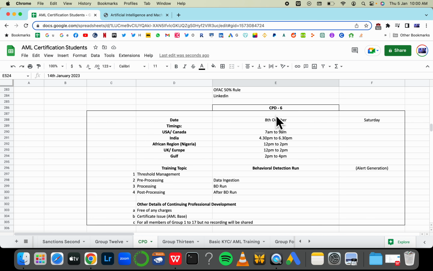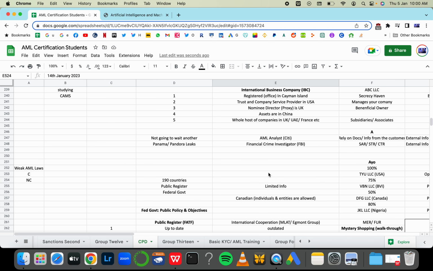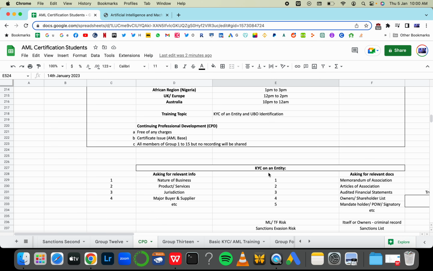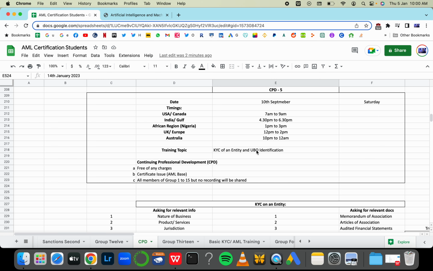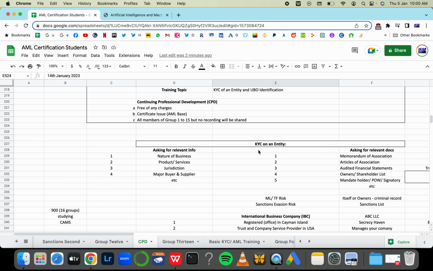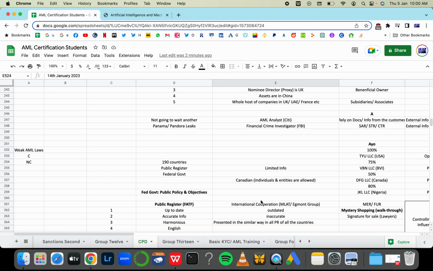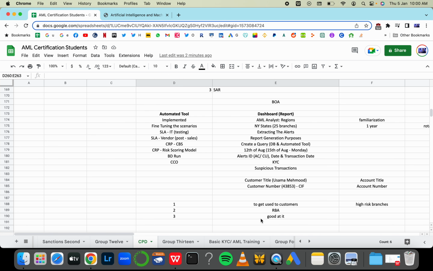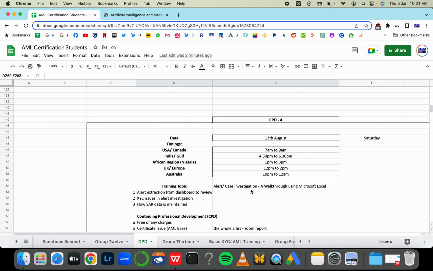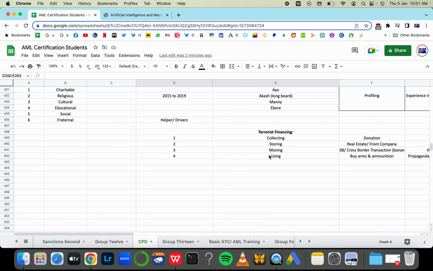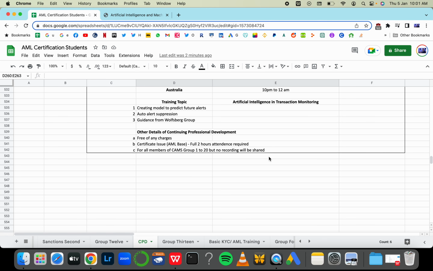Previously, we discussed on October 1; in the sixth we discussed behavior detection and how alerts are generated. The fifth one was about how to identify the beneficial owner of an entity. There were public registers and so on that the Financial Action Task Force basically recommended. Before that we were discussing how alerts are supposed to be reviewed using Microsoft Excel and so on. So we've done eight, this is the ninth one, so kindly join on time.